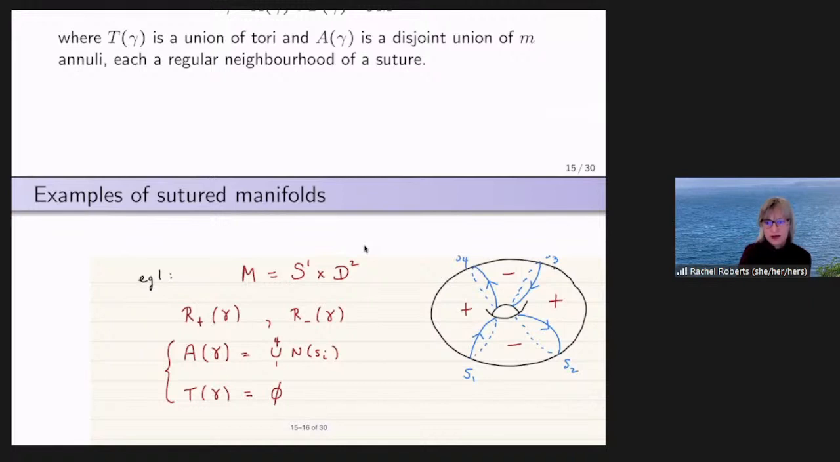So in this picture, T of gamma is the empty set. A of gamma is just the union of annuli around the sutures, but the sutures capture the information. So at the moment, we've just got the sutures marked in this picture. So a sutured manifold is just, I have a manifold, I look at the boundary components, I see some collection of sutures, possibly empty, I see some collection of torus components, possibly empty, and I take their union.